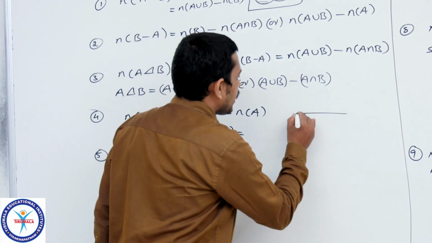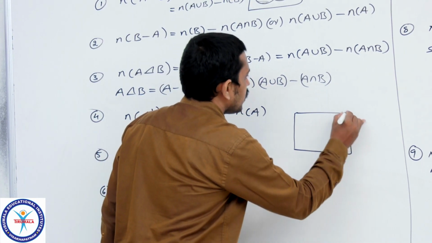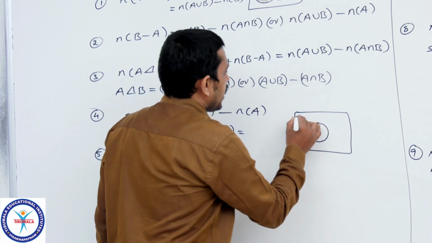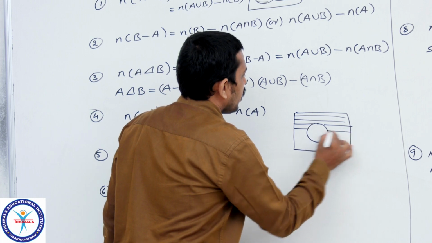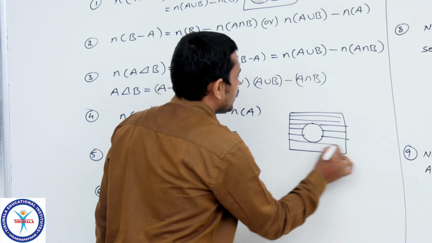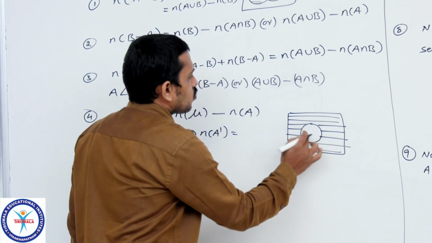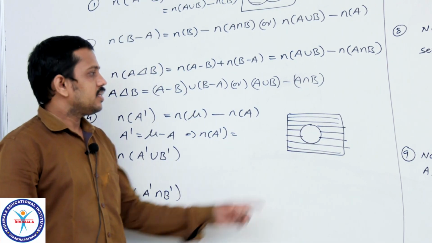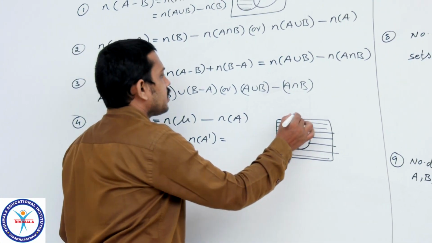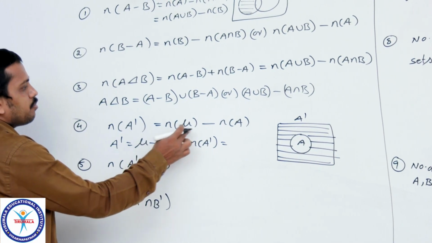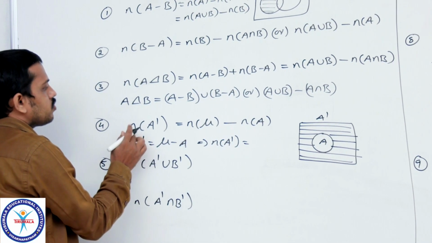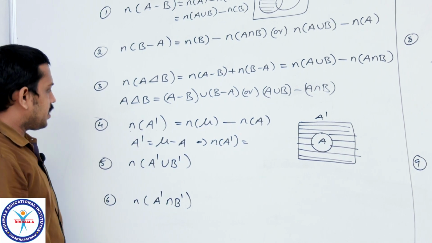So, diagrammatically, this is A complement, this is the region. From all the elements of the universal set we exclude the elements of A, and that gives A complement. This is A. So, n of mu minus n of A is equal to n of A complement.